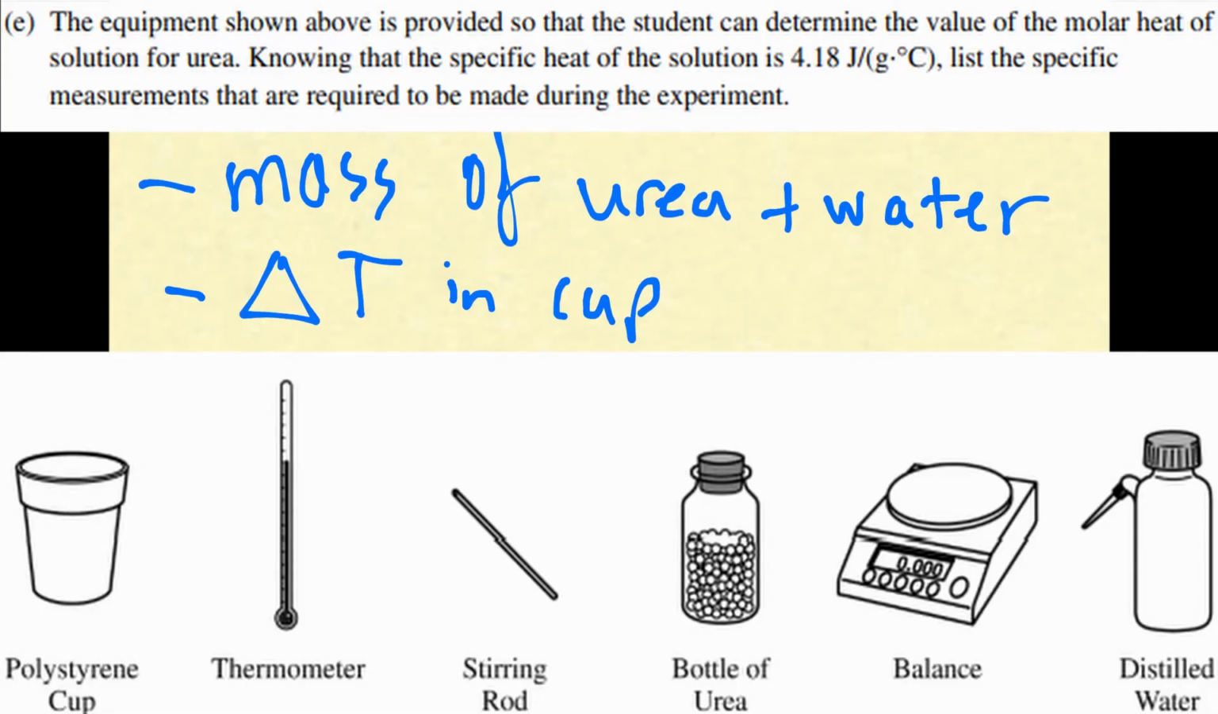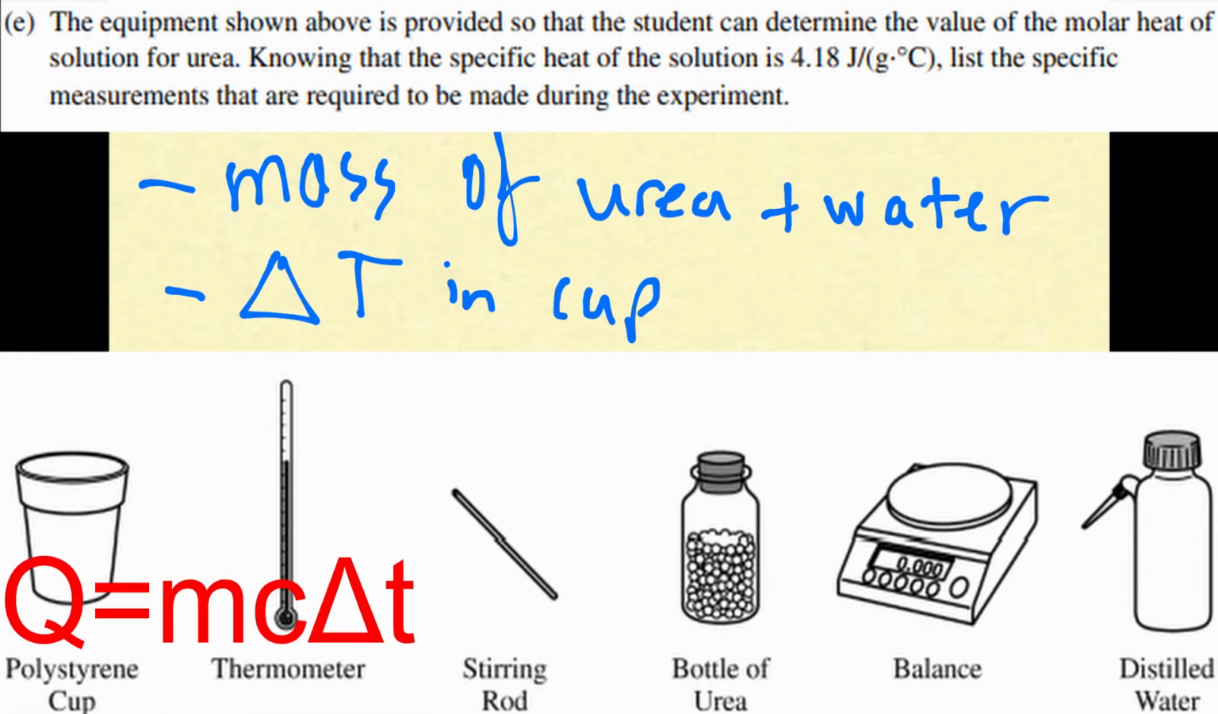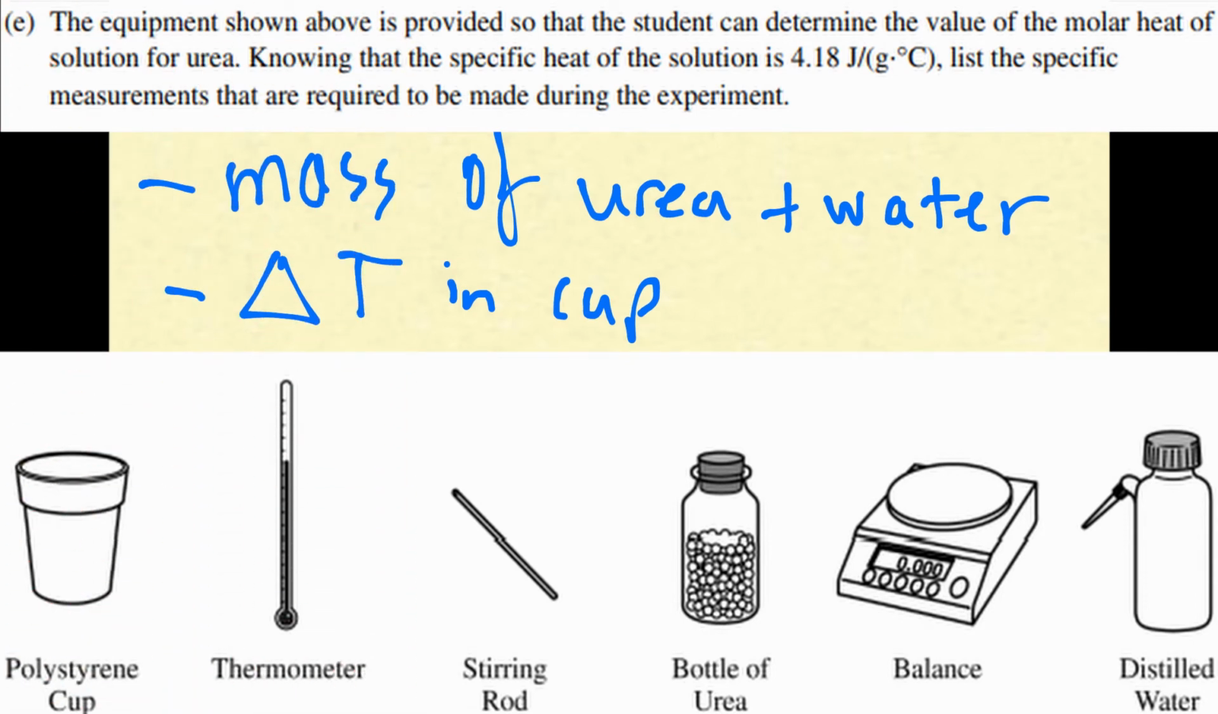This question relies on your knowledge of the calorimetry equation Q equals mc delta T. We need to find Q and delta T, so make sure you mention the mass of the water, the urea, and the initial and final temperatures, and that's really all you need to answer this question.